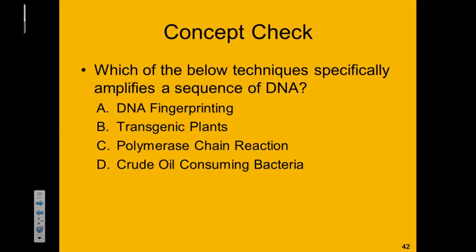So, guys, girls, concept check. Which of the following techniques specifically amplifies a sequence of DNA? Is it DNA fingerprinting, transgenic plants, polymerase chain reaction, or crude oil consuming bacteria? Go ahead and pause this video and get me an answer. 5, 4, 3, 2, 1. The correct answer is C. PCR specifically will amplify a section of the genome.